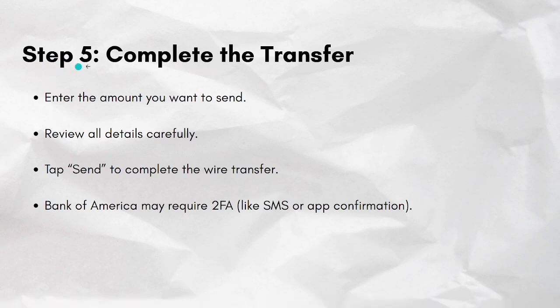And step number five is complete the transfer. So you just have to enter the amount that you want to send, review all the details carefully, and then tap on send to complete the wire transfer. So the Bank of America may require 2FA like SMS or app confirmation. So you just have to confirm all of those.